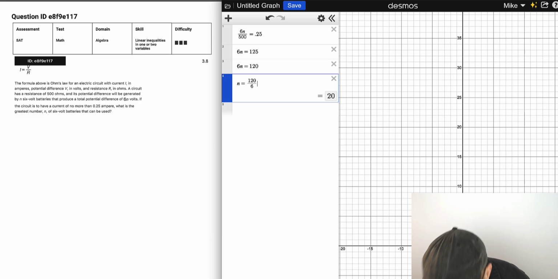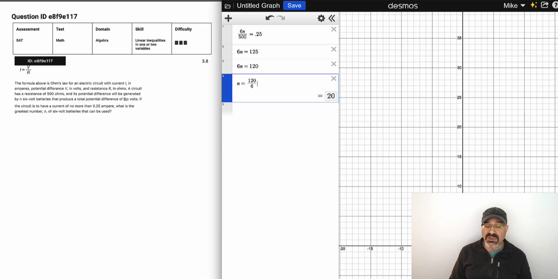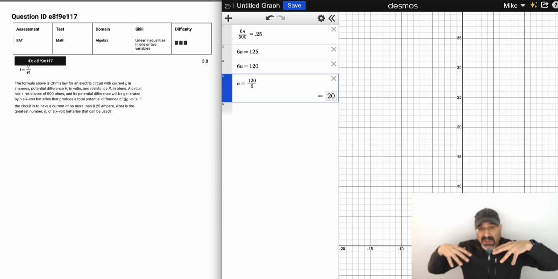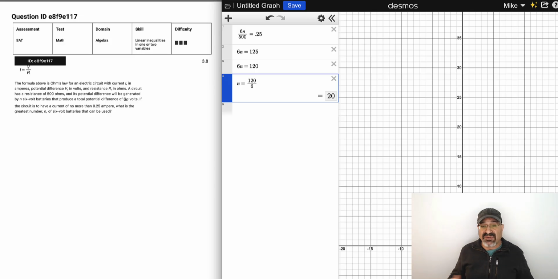And we found it by recognizing the fact that 0.25 is the maximum value that the amperes can be, and we need to find the largest whole number less than that maximum in order to find the correct answer, because you can't have fractions of a battery. Very good. All right, let's take a look at another one.